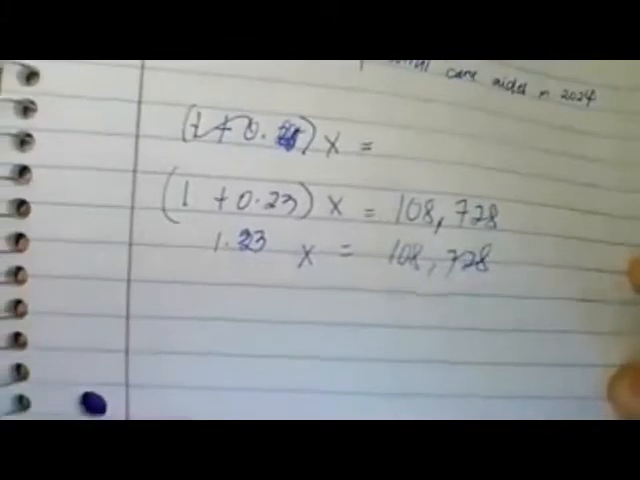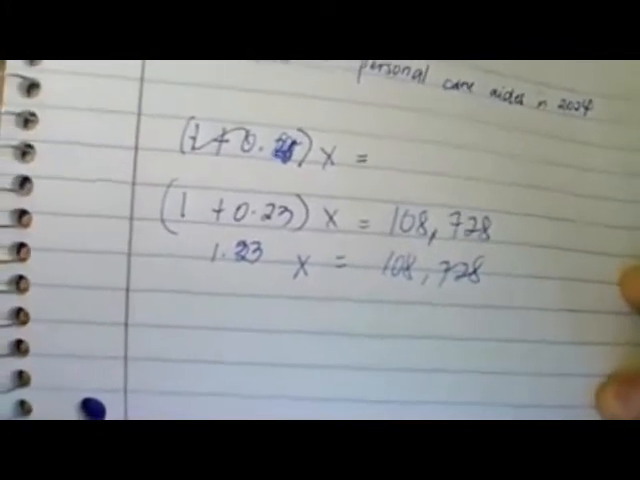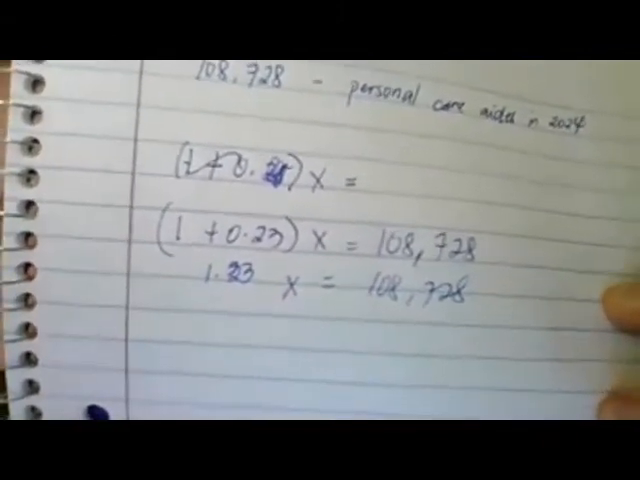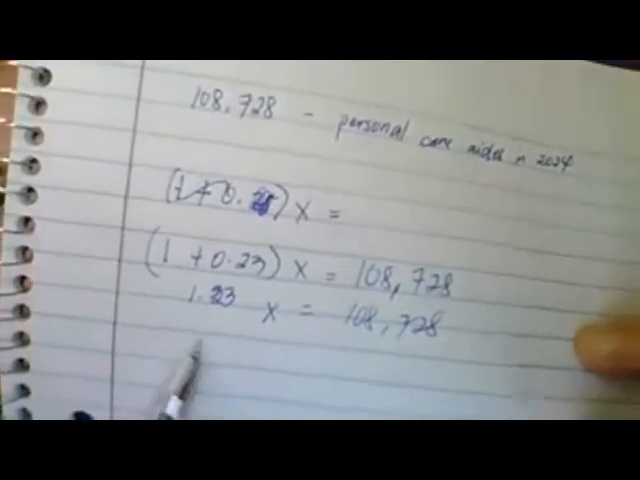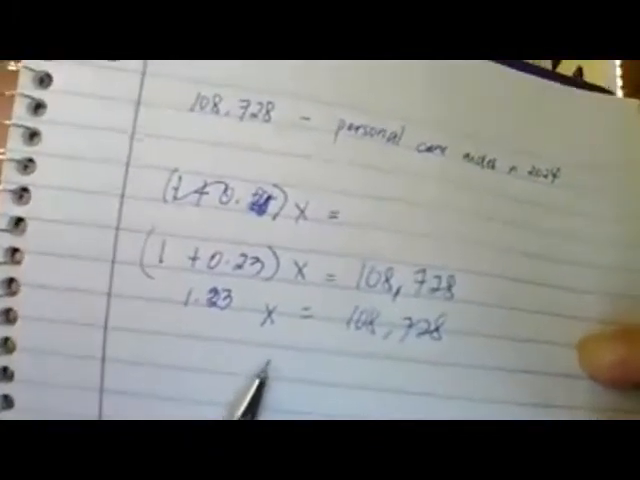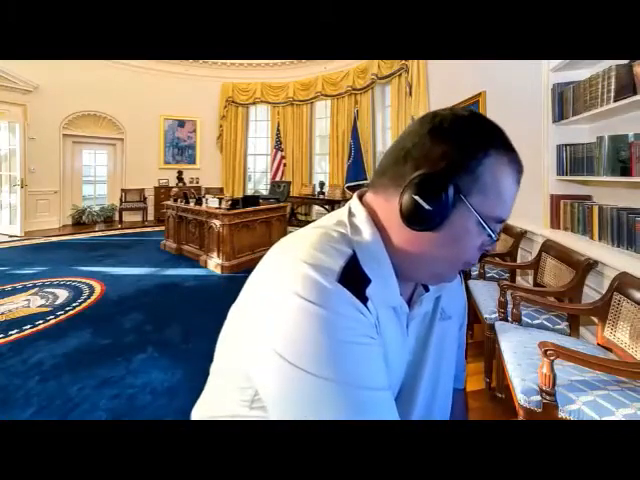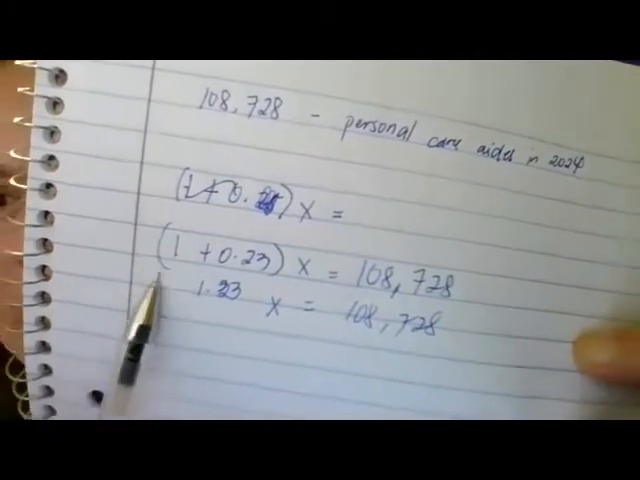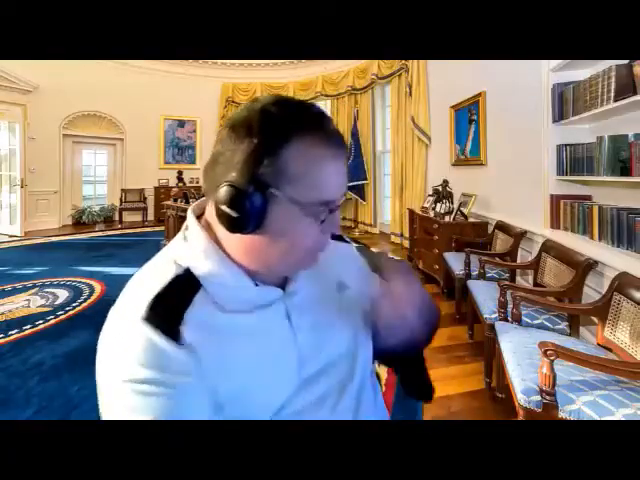I tried to mirror it. So what I did is 1 plus the decimal of the percentage of 23%, which is 0.23, and the variable x is the total population of personal care aides in 2014. I'm looking for that x, so I have to divide both sides to get the value of x. Correct, that sounds reasonable. But I have a question regarding why there is a 1. Yeah, that's my question.